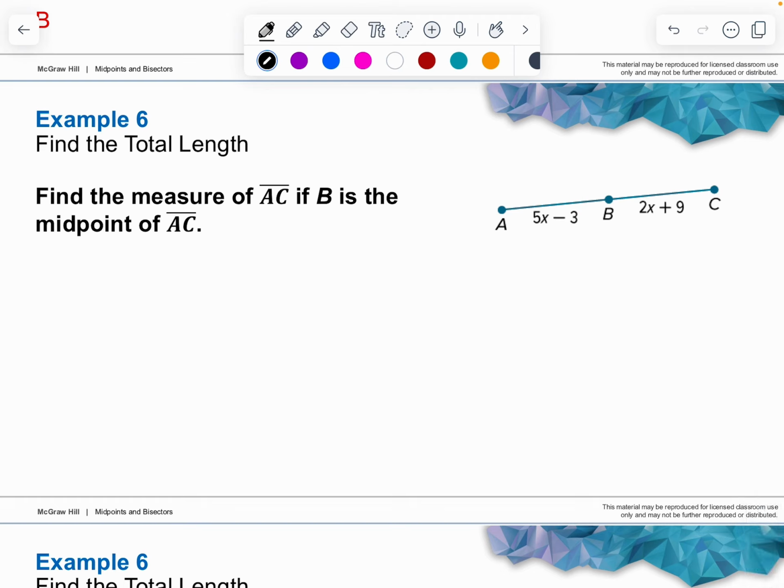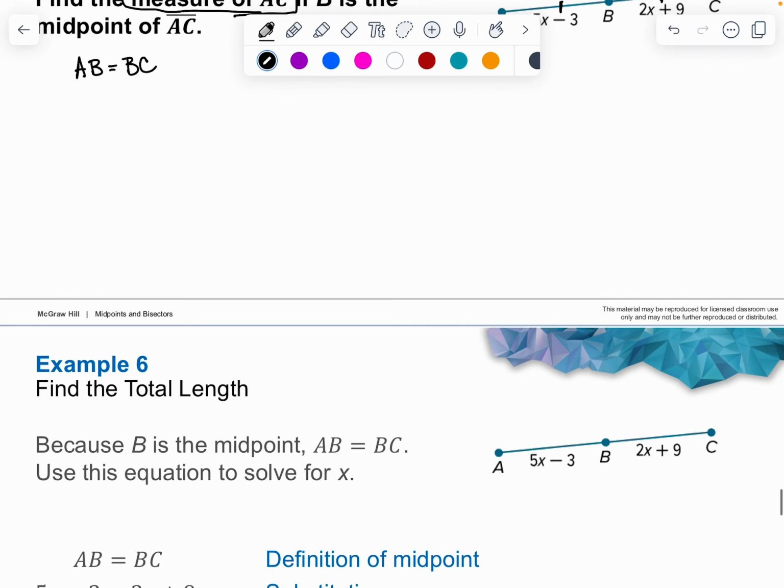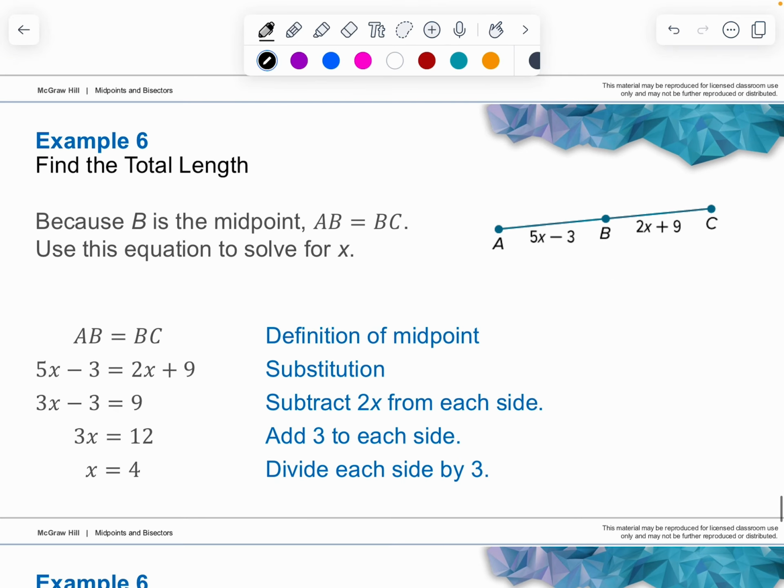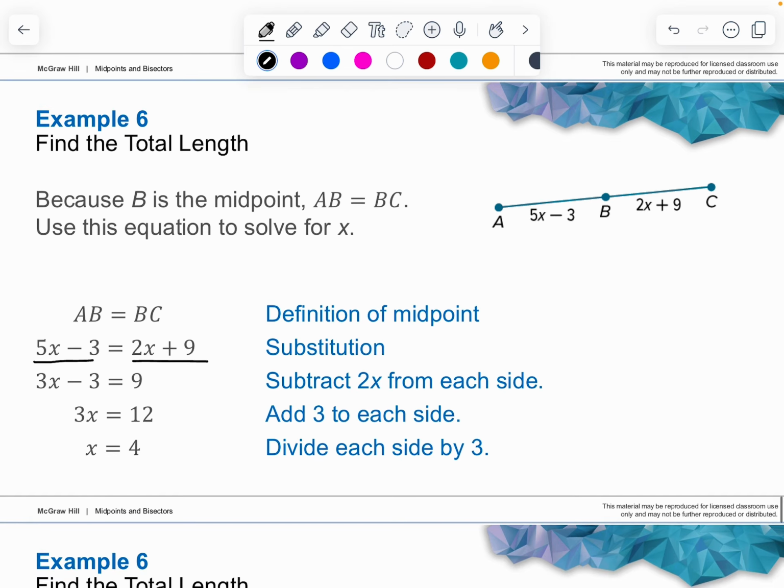Now they're asking you to find the measure of AC if B is the midpoint of AC. So B is the midpoint, so we're going to mark those. And here's the trick. They want you to find the measure of AC. Make sure you're paying attention to what they're asking for. They want you to find the whole length there. So first thing we want to write down is that AB is equal to BC. So they're going to have you walk through all of those pieces, set them equal, solve down to find what X is, but they didn't ask us to solve for X, so we're going to keep going.